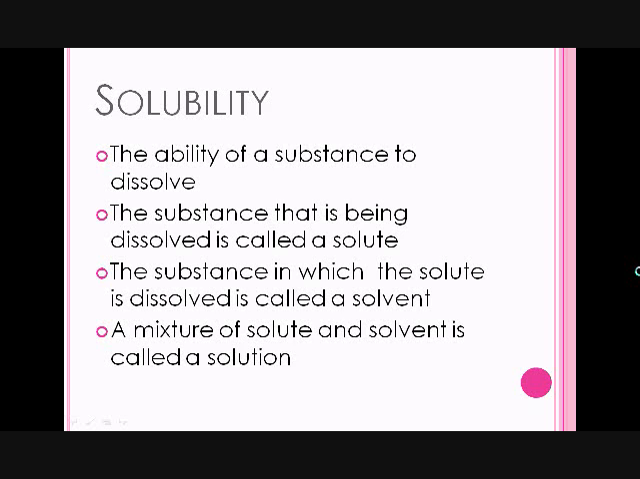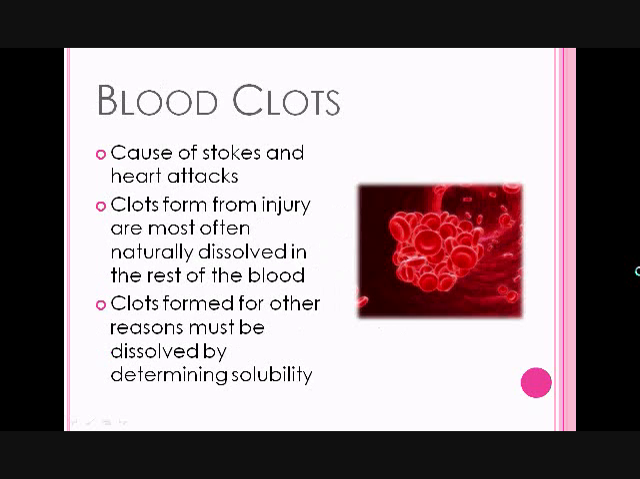The dissolving of blood clots is one of the most important applications of solubility in blood. Blood clots are the cause of 80% of strokes and can also cause heart attacks. They can be caused by injury or disease. Blood clots are important to healing injured parts of the body. They can form on the site of injury in order to prevent excessive bleeding.